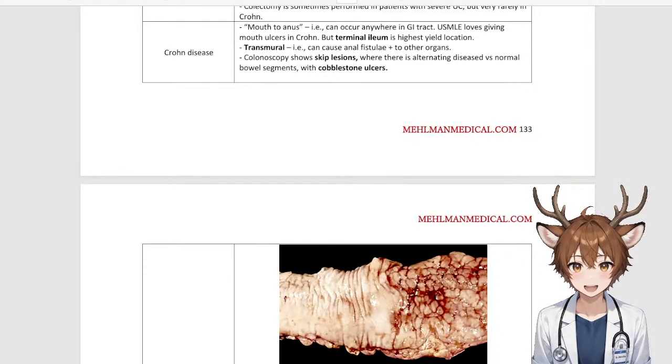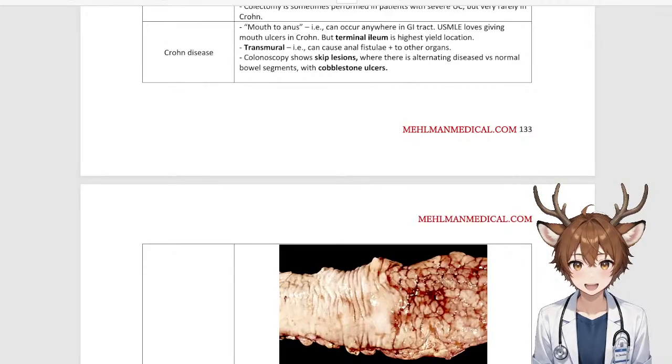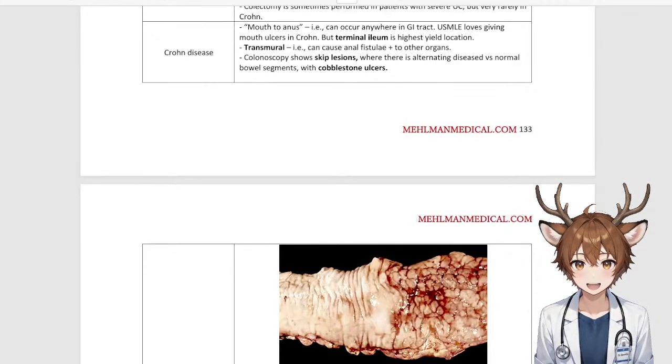What about Crohn's disease itself? So Crohn's disease, mouth to anus, i.e., it can occur anywhere in the GI tract. USMLE loves giving mouth ulcers in Crohn's disease, but terminal ileum is the highest yield location.